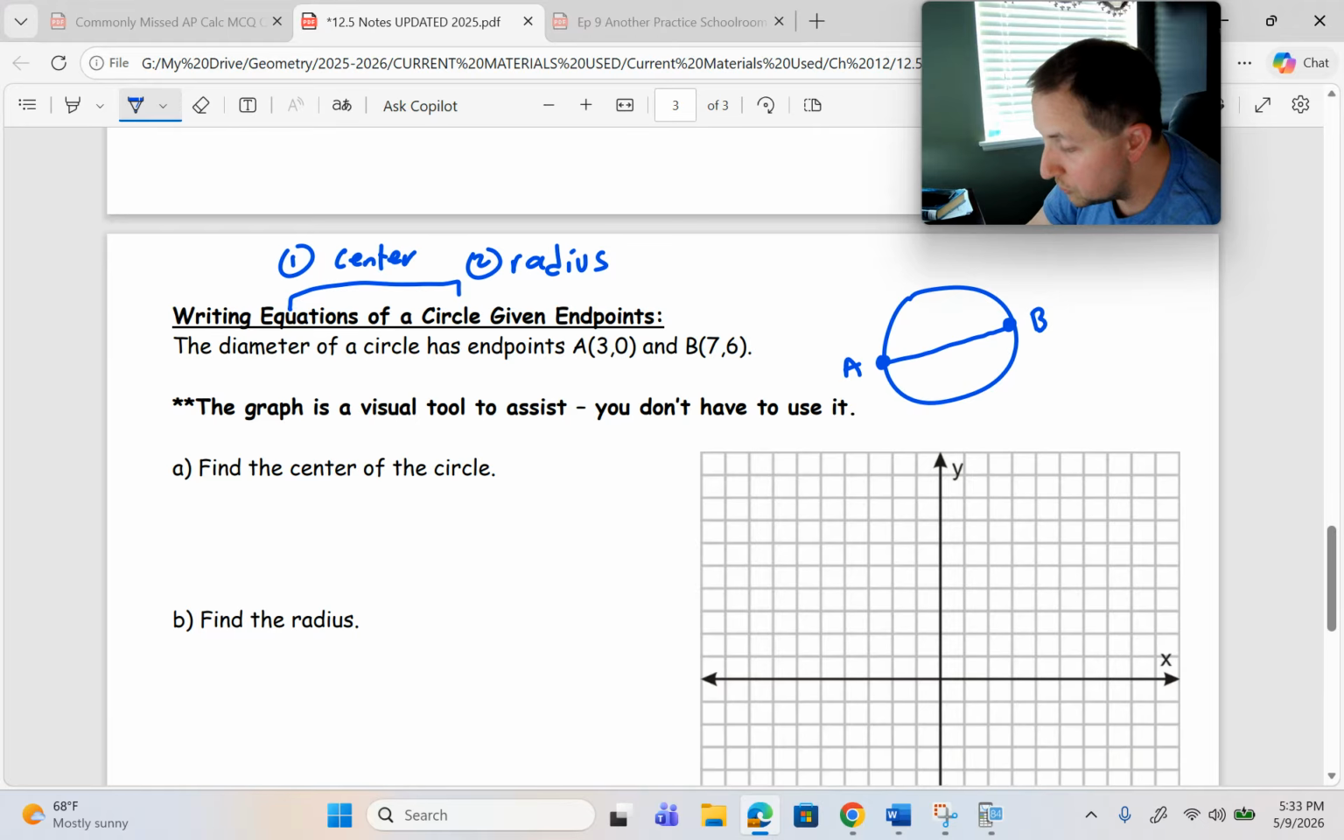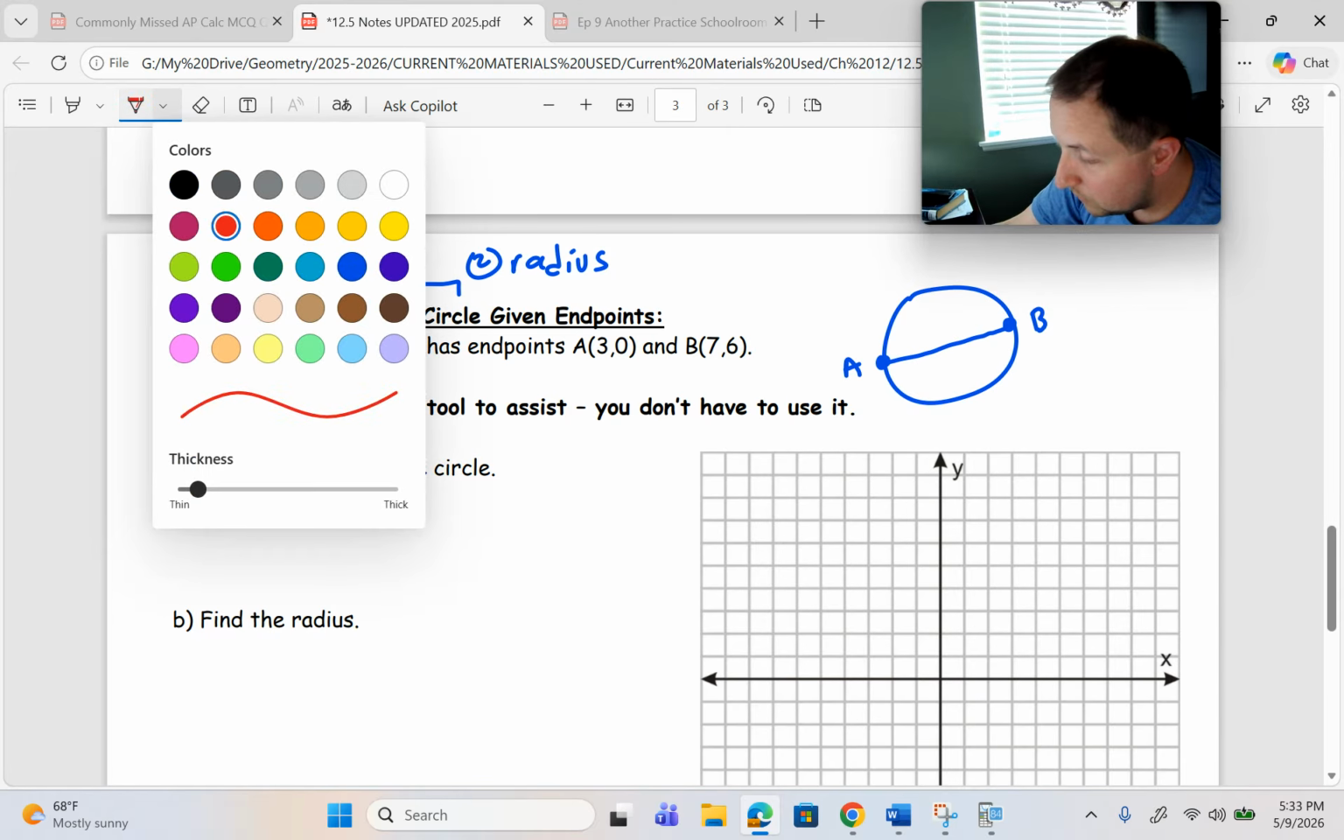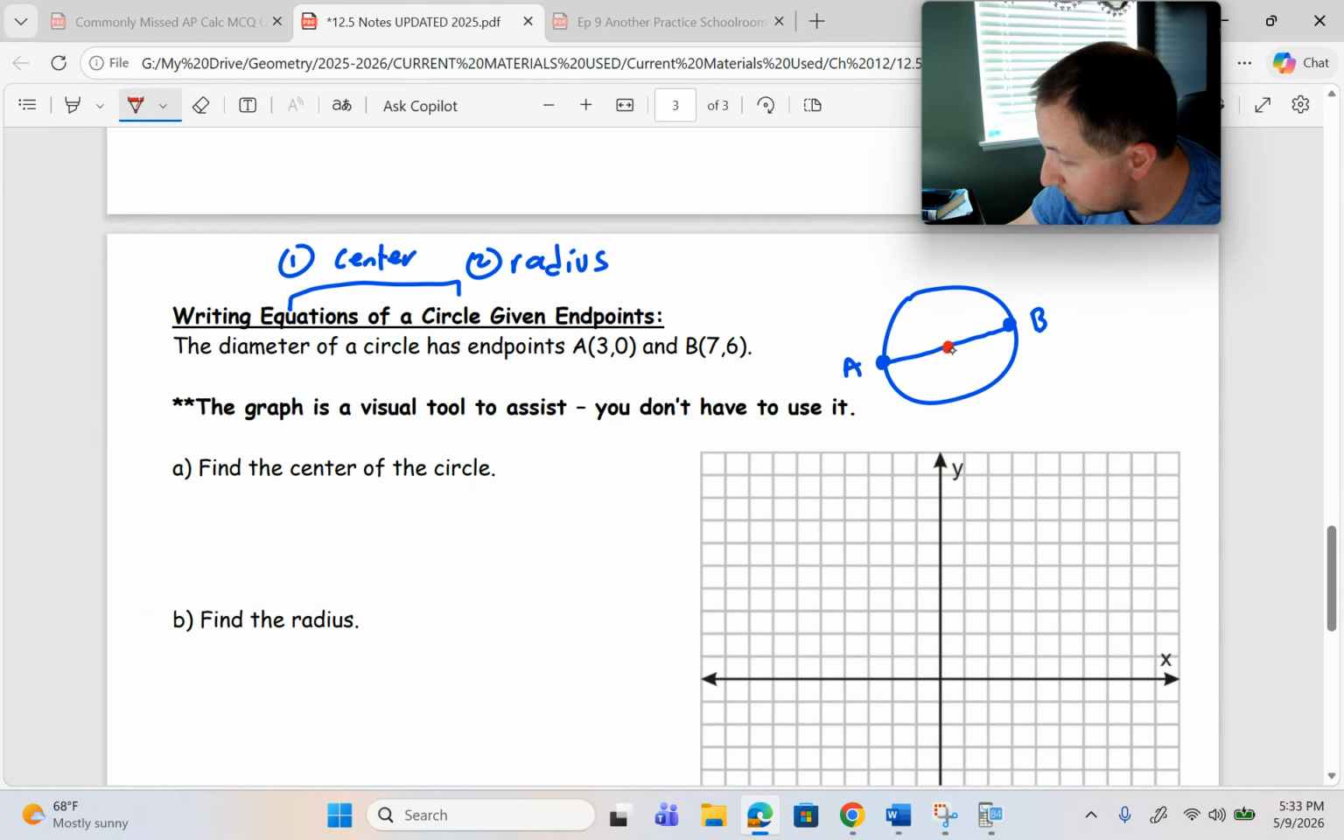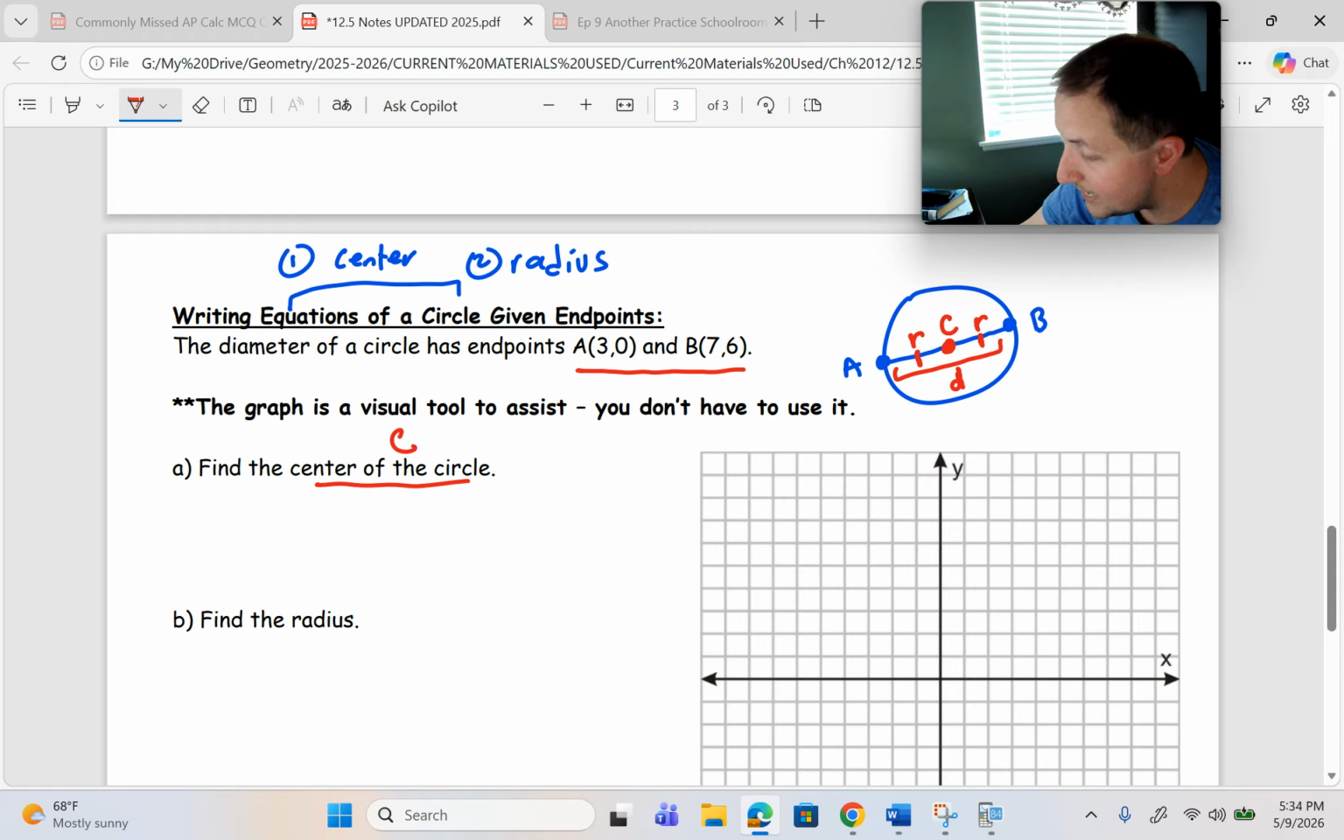First thing you want to do when you're doing a problem like this is get the center. If you have the endpoints of the diameter, remember that the center is exactly halfway between those endpoints, because you have those two radii that make up that full diameter. That means the center, I'm going to call it C, is the midpoint of that diameter AB. They told us the endpoints are A and B, 3, 0 and 7, 6. To get the center of the circle, C, I need the midpoint of segment AB. And for that we need to remember our midpoint formula.